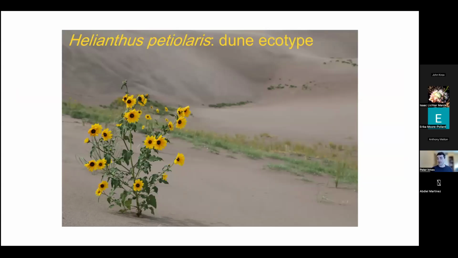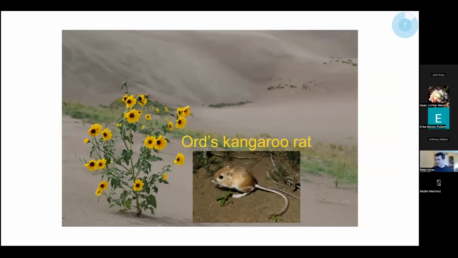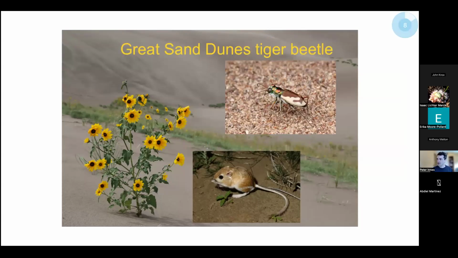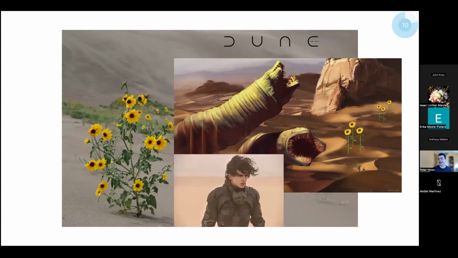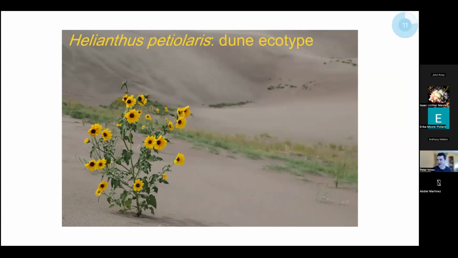In terms of animals, there's a couple interesting species like this cute kangaroo rat, an endemic tiger beetle, as well as the giant sandworm that makes field work quite treacherous. And here's a photo of me in the field. So, anyways, back to the sunflowers.